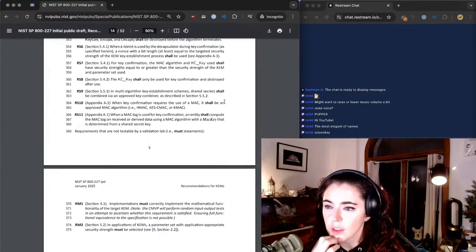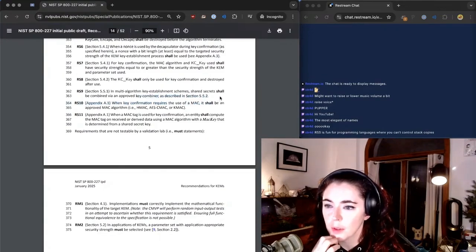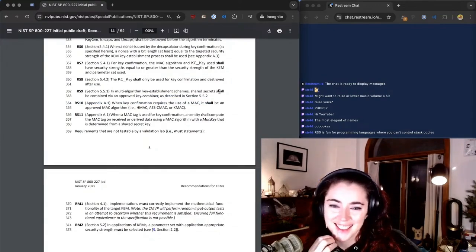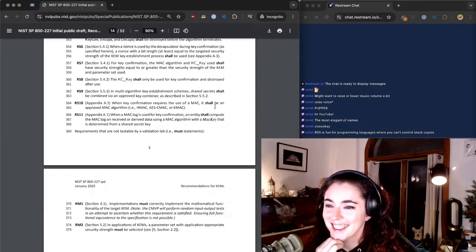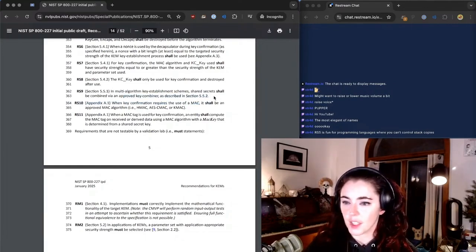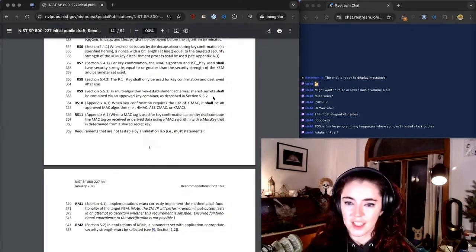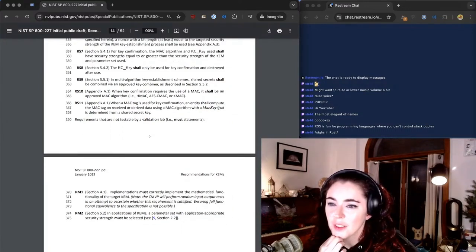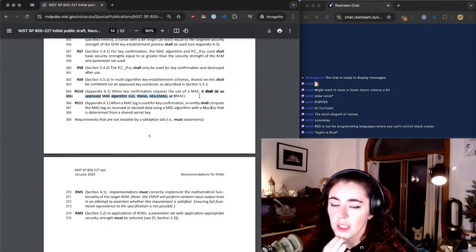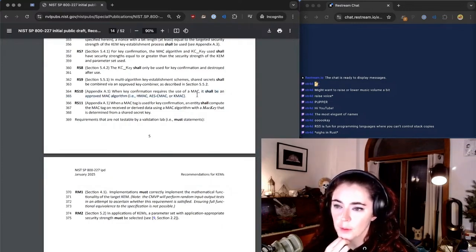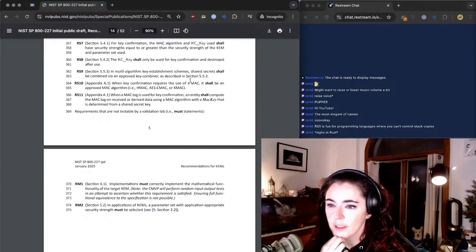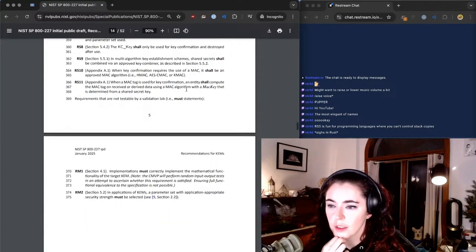Multi-algorithm key sources in the shared secret shall be combined in an approved key combiner. Oh boy! This is alright, we're gonna get this soon. This is relevant to my interests. When it requires the use of a MAC, it shall be an approved MAC algorithm: HMAC, CMAC, or KMAC. KMAC's pretty nice. A little expensive, but shall compute MAC tag with the MAC key. Okay, alright.